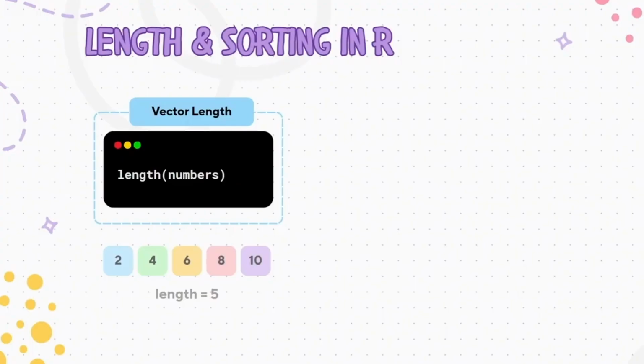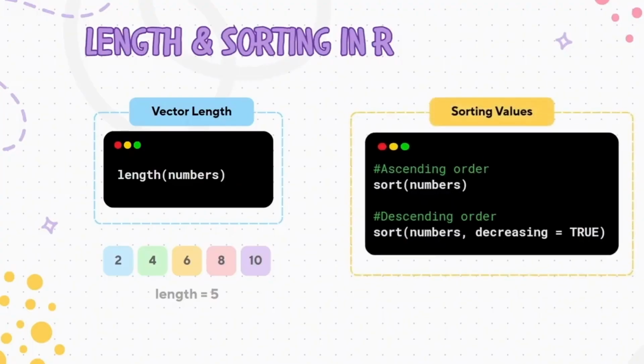And next, for sorting values, we have the sort function. Using sort as it is would sort the numbers in ascending order, but if you want to sort the numbers in descending order, you can set decreasing to TRUE, which will arrange the numbers in descending order. So if we had a vector of numbers 20, 10, 40, and 30, using sort would arrange it as 10, 20, 30, and 40, which you notice is ascending.